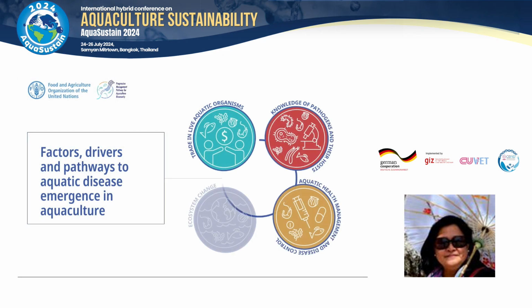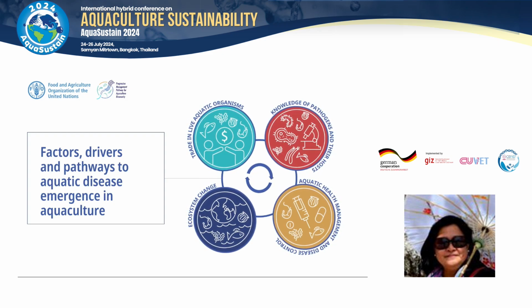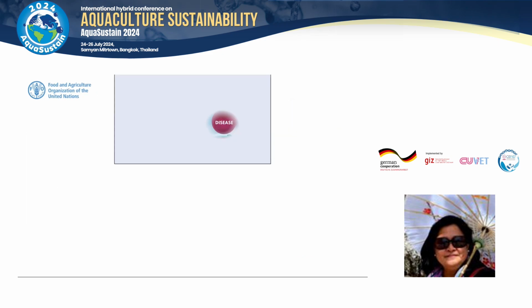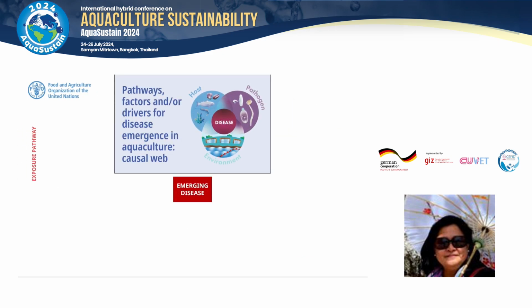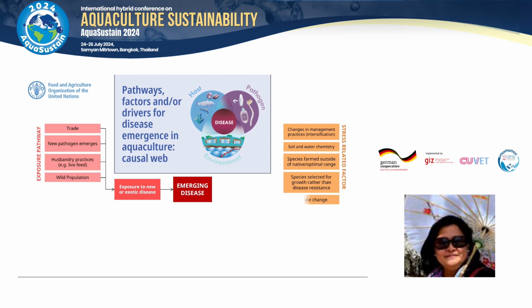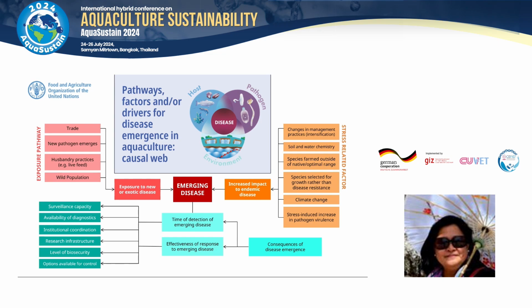There are many known drivers, factors, and pathways to aquatic disease emergence, which can be categorized into four. One is trade in and movement of live aquatic organisms. Two, knowledge of pathogens and their hosts. Three, aquatic organism health management and disease control. And four, ecosystem changes. This slide shows a causal diagram of disease emergence in aquaculture. It highlights the exposure pathways for the introduction of a new disease and the various stress-related factors at the right side, leading to the increased impact of diseases that are already present. These are the endemic diseases.